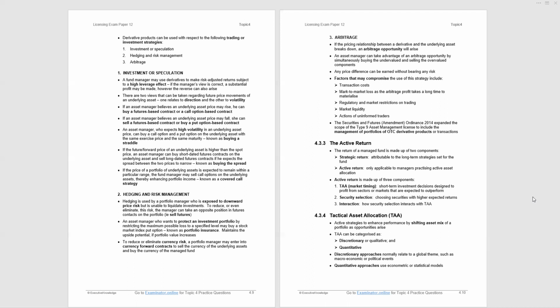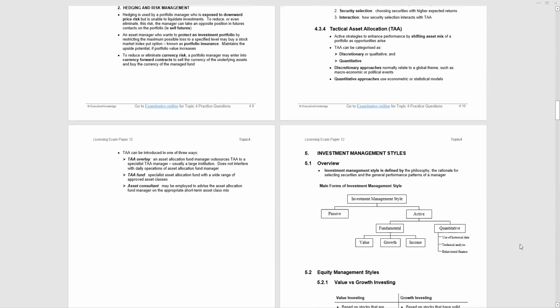Now, tactical asset allocation can be categorized as discretionary or qualitative, and quantitative. Now, the discretionary approach normally relates to global themes such as macroeconomic or political events. So discretionary is where you see the change in a prime minister or a president as indicating a move in macroeconomic policy, and you may move short-term investments accordingly. The quantitative approach uses economic metrics and statistical models.